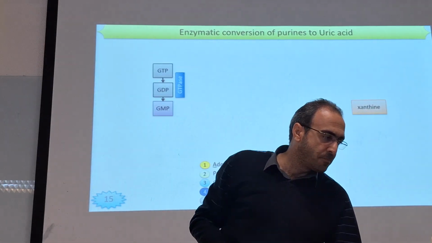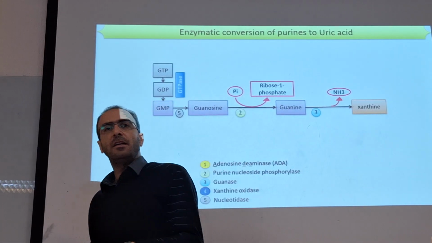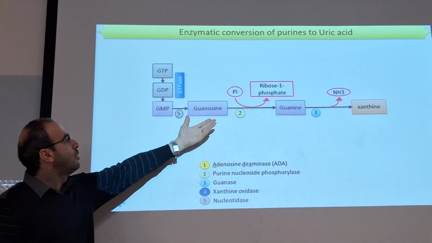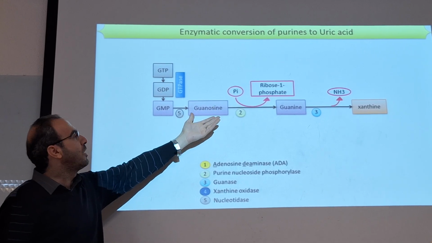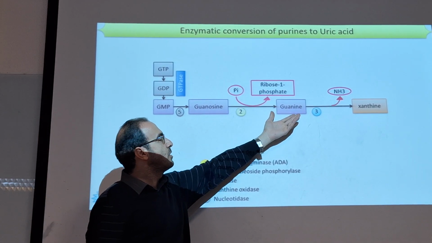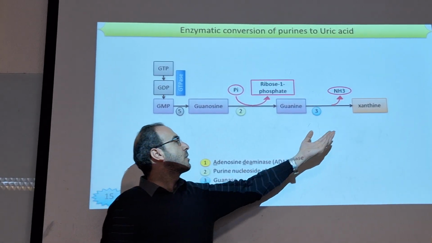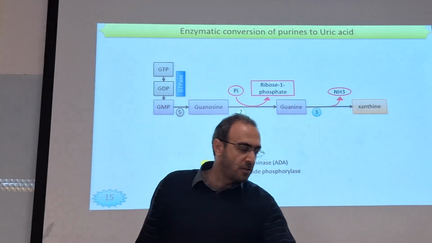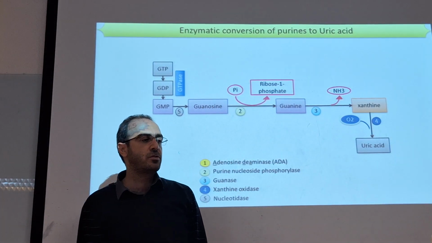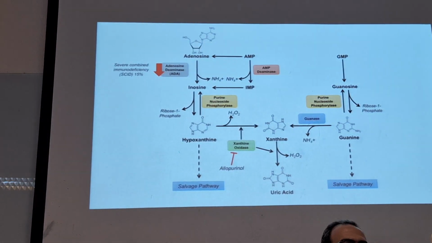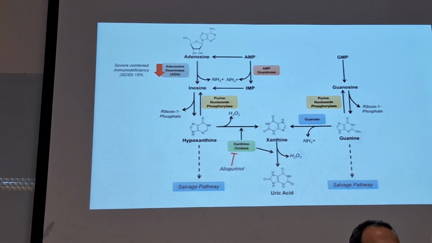Again, if you look at that, for guanine, it's somehow similar. First of all, we remove phosphate, then we have a guanosine. Guanosine removes ribose, producing guanine, and guanine by guanase converts to the xanthine. And xanthine by xanthine oxidase converts to the uric acid. If we look at both of them together, you can see adenosine monophosphate or guanosine monophosphate, finally both of them convert to the uric acid.